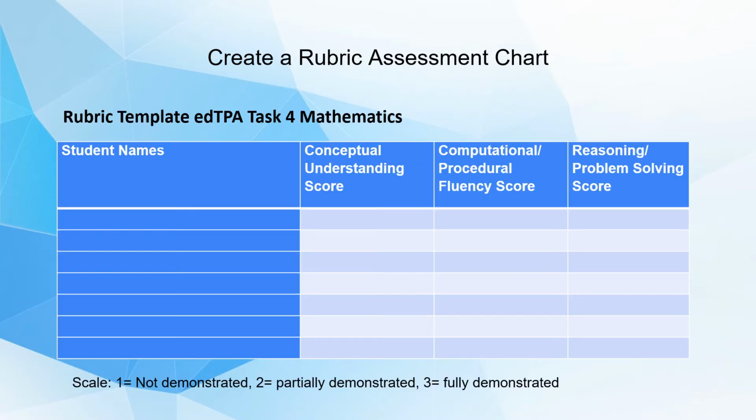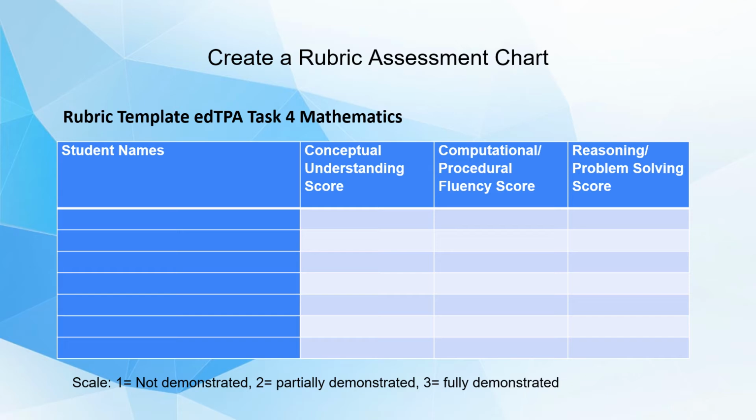This is an example of a rubric assessment chart that will be helpful in organizing your data. Do this before you teach your lesson. You want to create a chart that lists the student names on the left and then gives them a score for each of the 3 major aspects of the math lesson. So they get a score for their conceptual understanding, they get a score for their fluency, and they get a score for problem solving. I like to use the scale of 1 is not demonstrated, 2 is partially demonstrated, and 3 is fully demonstrated, but you can use whatever scale you want.